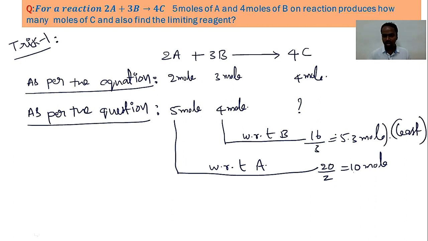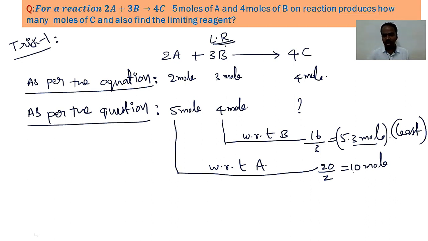So this is the least quantity. The reactant which can produce the least number of moles of product is called the limiting reagent. Here B is the limiting reagent. Once you find the limiting reagent, what is the use of this? Then you can easily calculate the number of moles of product formed.